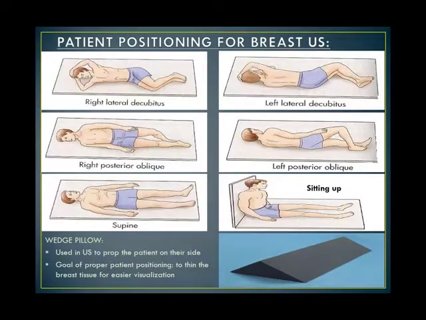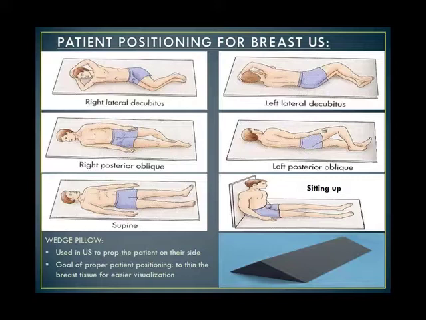All right, so patient positioning. We name a position based on what part of the body is touching the bed. So a right lateral decubitus position means that the patient is steeply on their side and their right side is down. A right posterior oblique position would mean that the patient is up on their side, but not quite so steep as a decubitus position, but their right side is down.